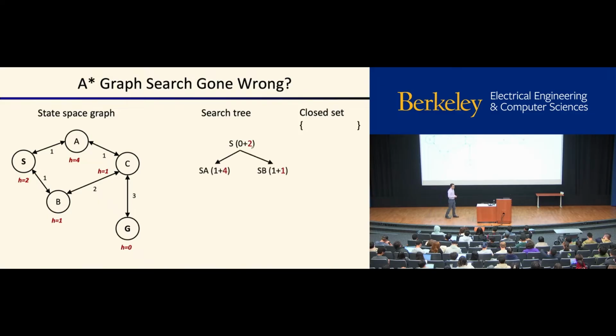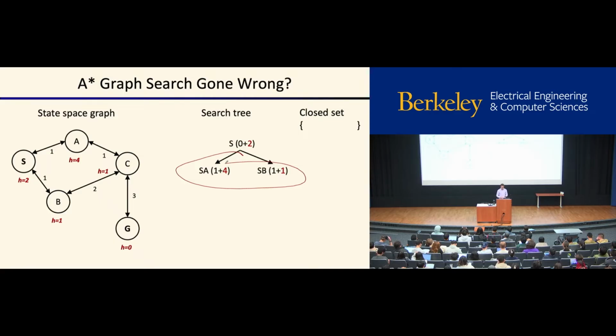We expand S to get SA and SB. Where now, I used to write just A and B, but like now the path to getting to that node is going to matter, so I wrote it in there. So we got 1 to get to A plus 4 heuristic, and then 1 to get to B plus 1 heuristic. So that's our new frontier, right? This is our frontier. What do we expand first?